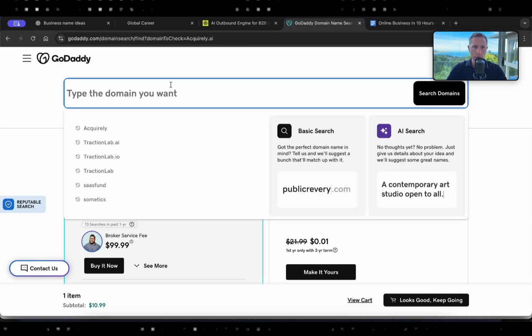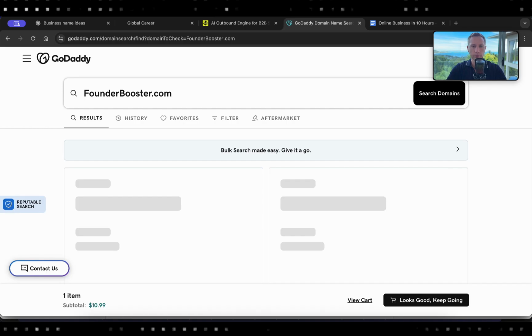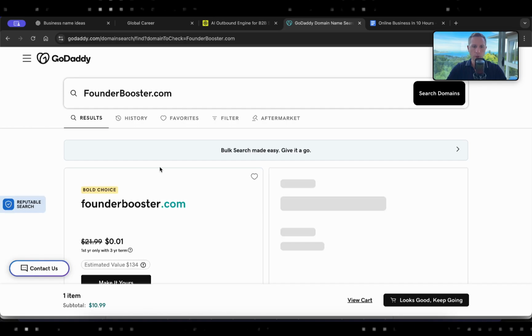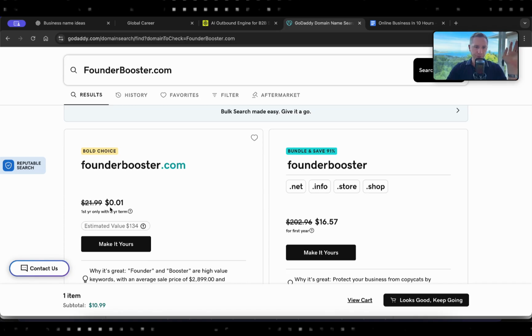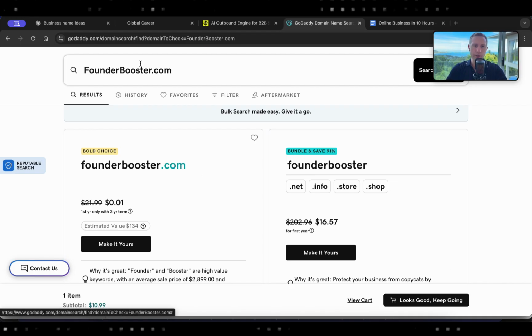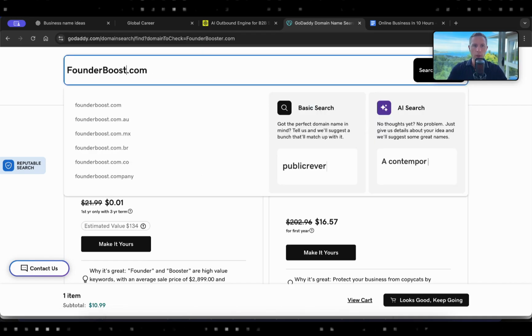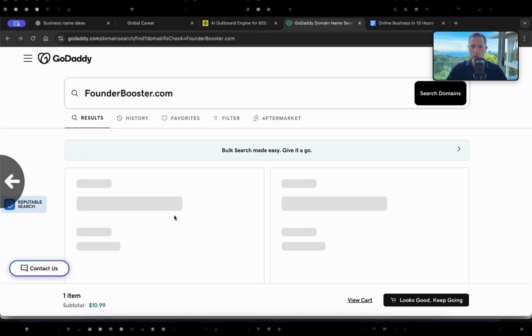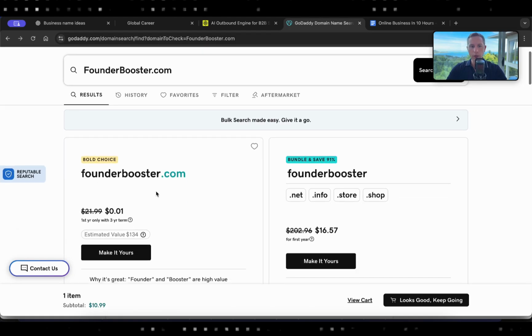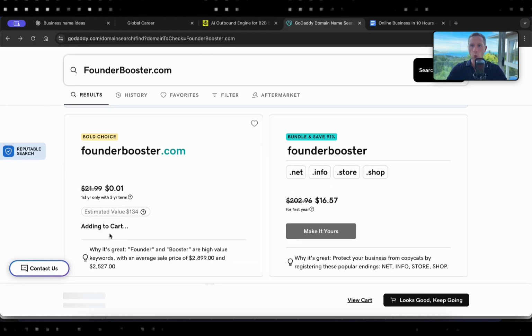Let's see if that's actually open. All right, guys, we found a domain for 1 cent. So under $1, first year, Founder Booster. I like that. Again, I like Founder Boost better, but I doubt that's available. Yeah. So what I would do is, again, just for this, just grab the 1 cent one.